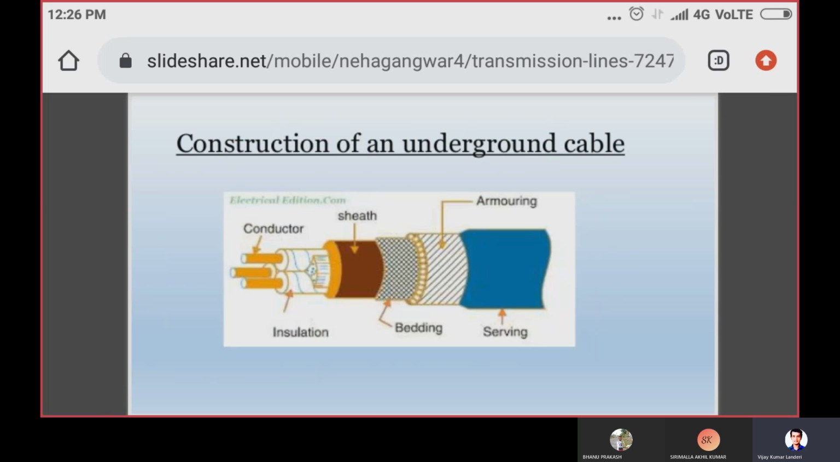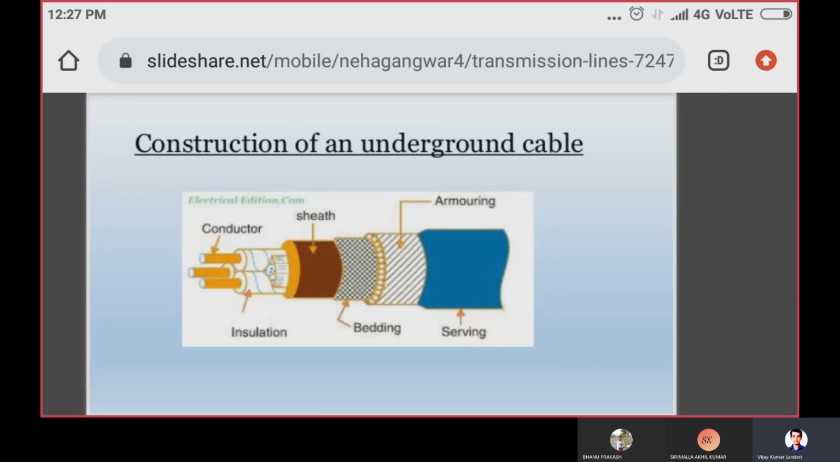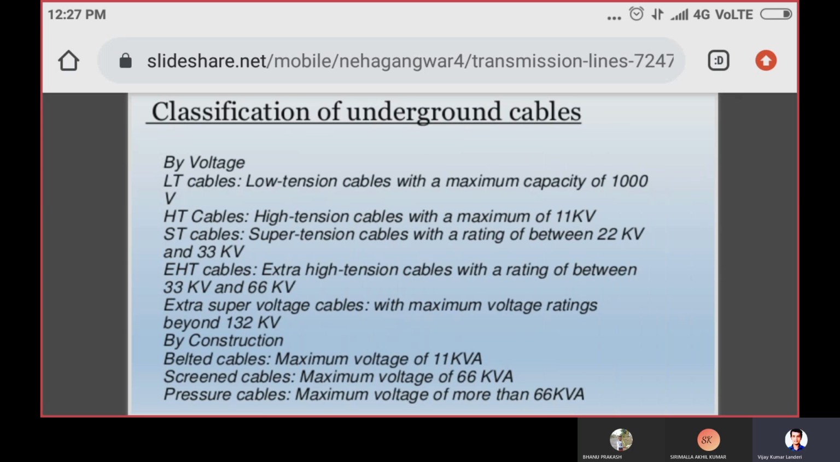Right? So you can observe how we are constructing the underground cables. In total, 5 coverings will be there for the underground cables: first one serving, next armoring, bedding, sheath, and insulation. So these are all the 5 covering parts of this particular underground cable.